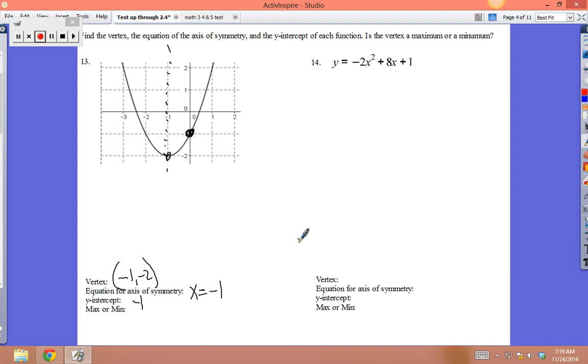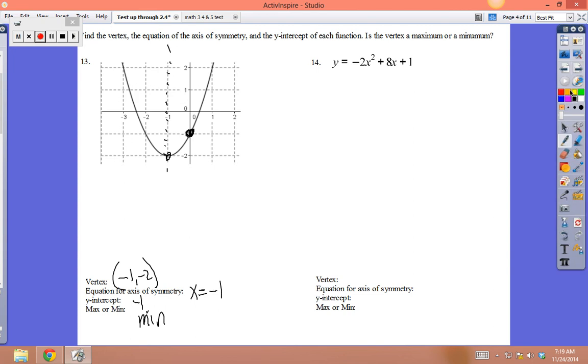And does this have a max or a min? This has a min, because the minimum has a lowest point. The highest point would be infinity. So if you're looking at a graph, it's pretty easy.